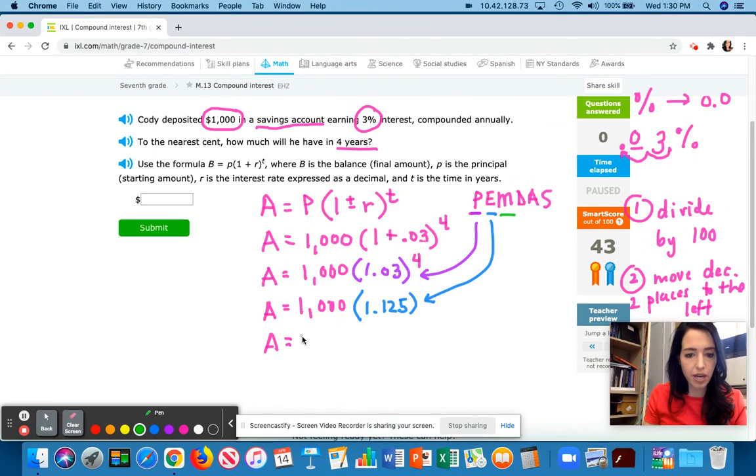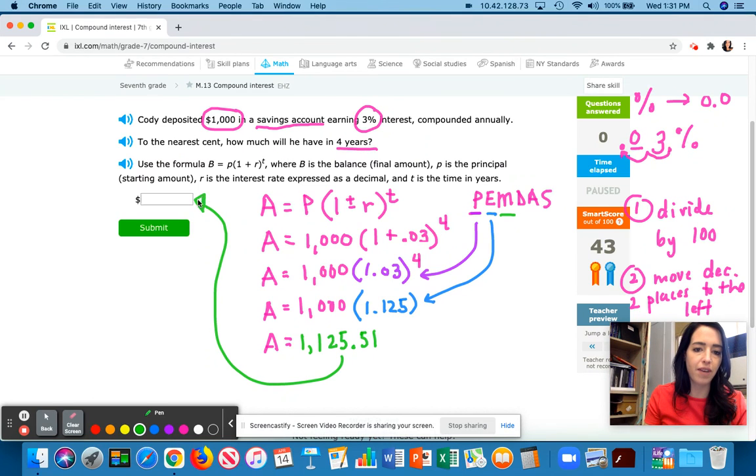And my answer is $1,125.51, or 51 cents. All right, so that is going to be my final answer. All right, and that's what we did with the multiplication.